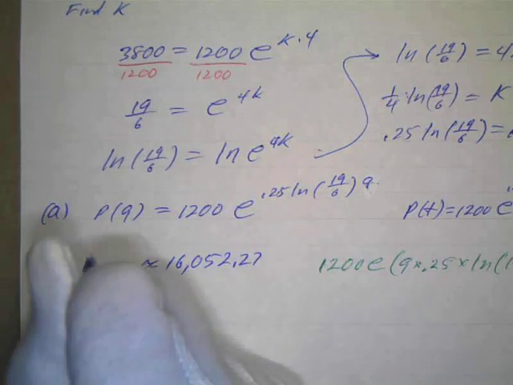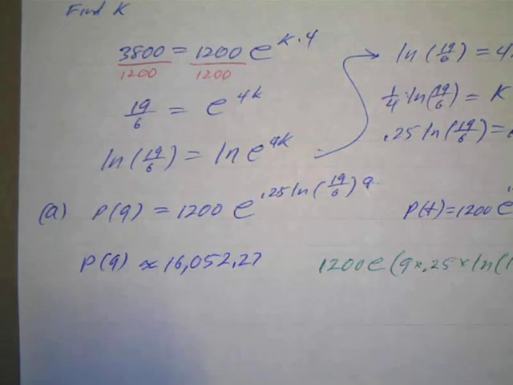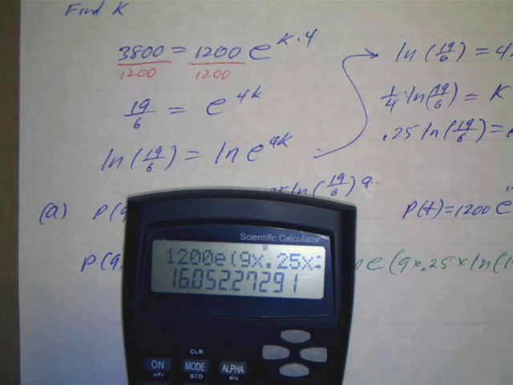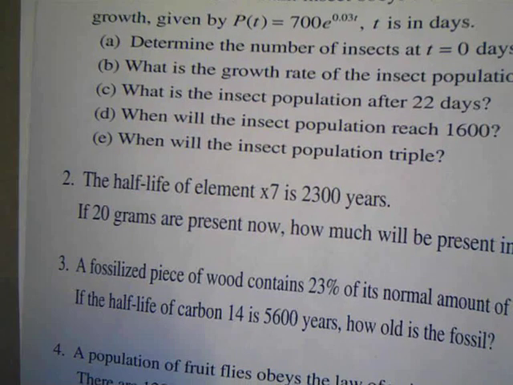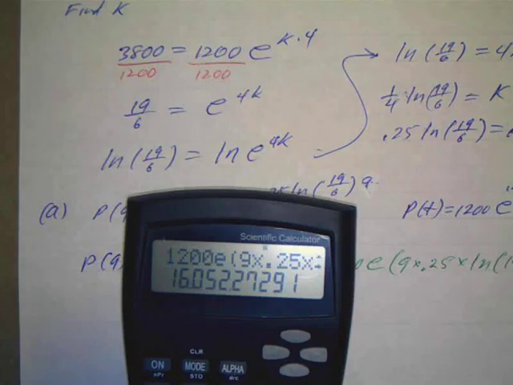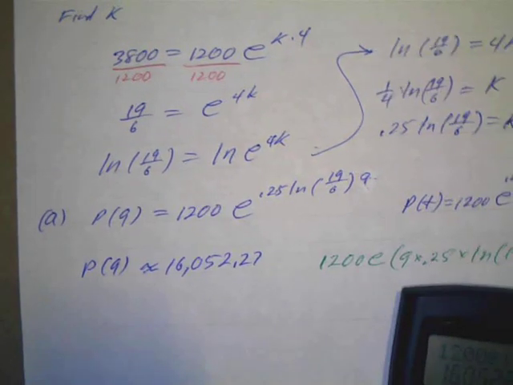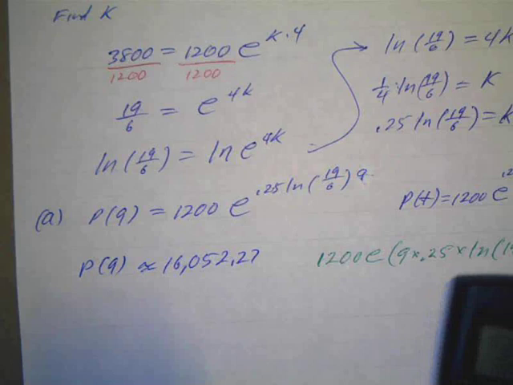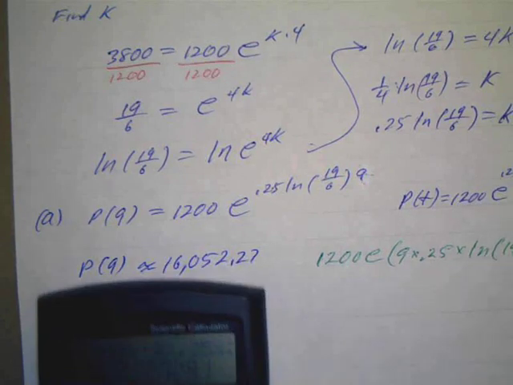$16,052.27. That's my P of 9. In other words, that's how many I have after, I think it's days, isn't it? Yep, days. All right. Fruit flies. Okay, so I got 16,000 flies after 9 days.